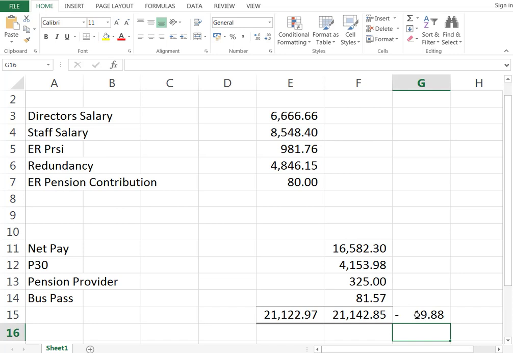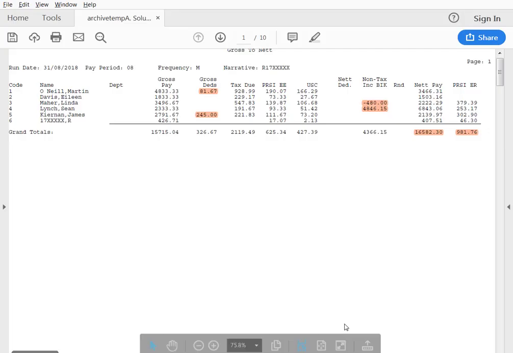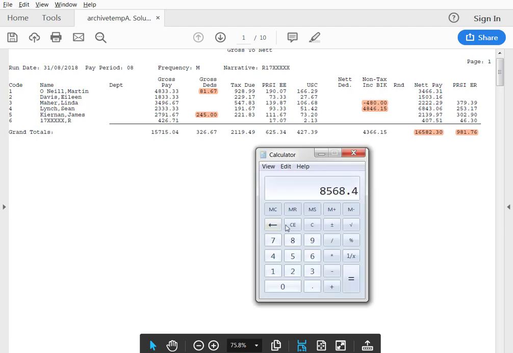So I'm going to go back and I'm going to just double check my numbers, and I'm going to say, let's say staff salary, the employer's PRSI. So I'm going back in. Employer's PRSI is right. Net pay is right. Redundancy is right, I know my pension is right, this guy is right. So the only one that could be wrong is my director's salary and my staff salaries.